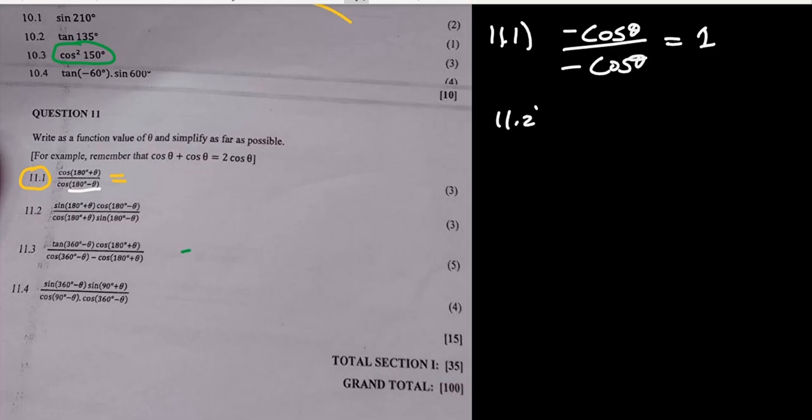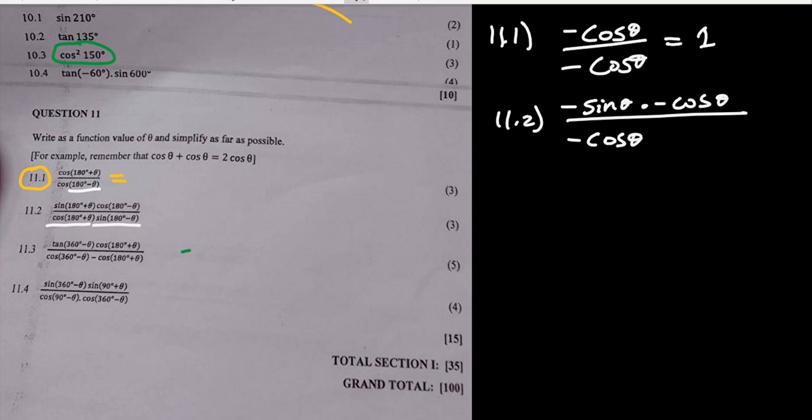On 11.2, 180 plus is going to take you to quadrant number 3. Quadrant number 3 sine is going to be negative. And then cos is 180 minus, that is quadrant number 2. And then on quadrant number 2, you know that cos is negative. And then cos is going to be negative in quadrant number 3. And then sine is going to be positive on quadrant number 2.